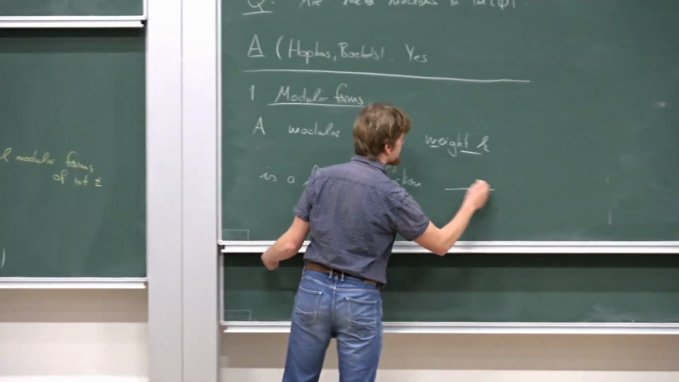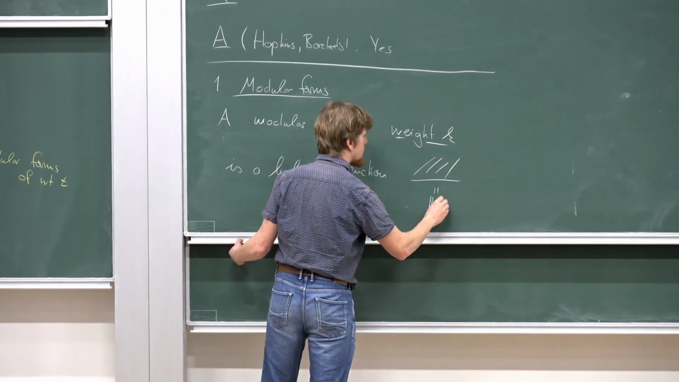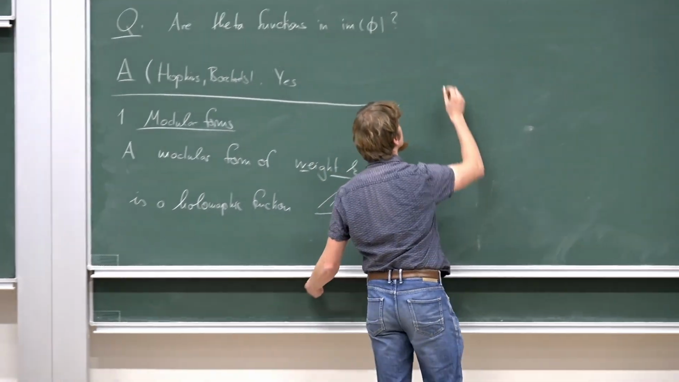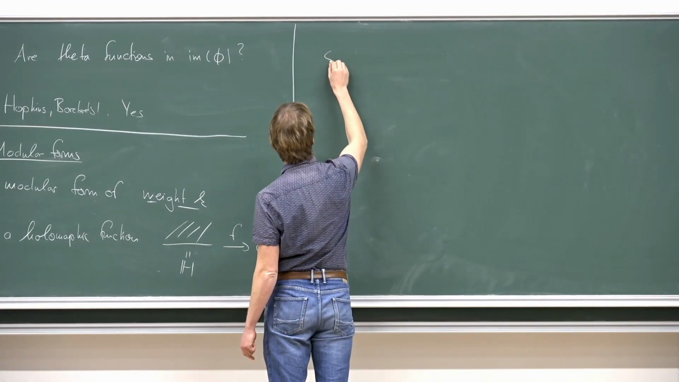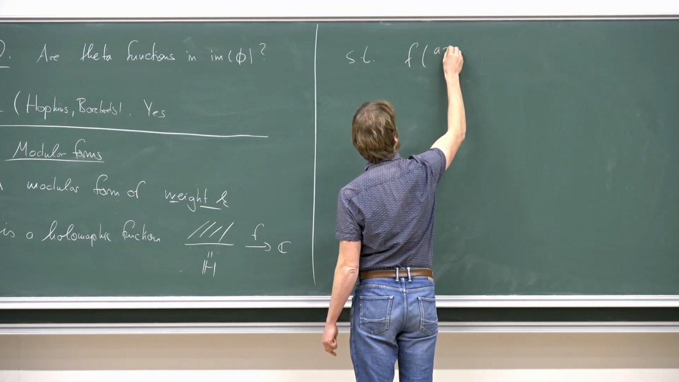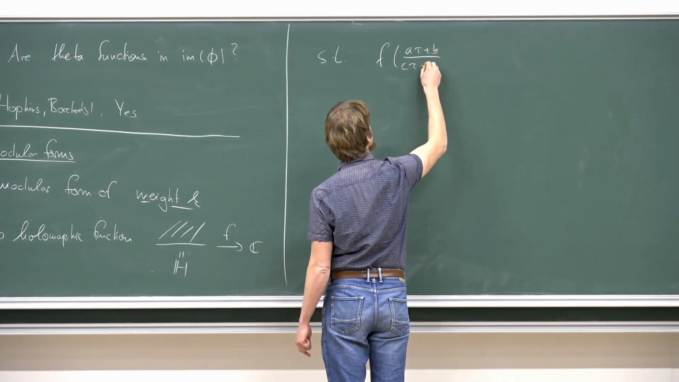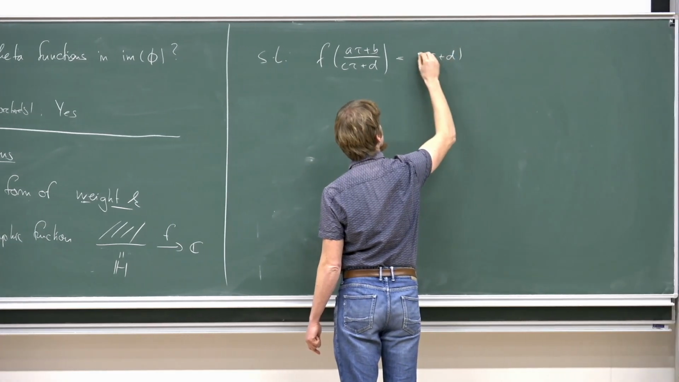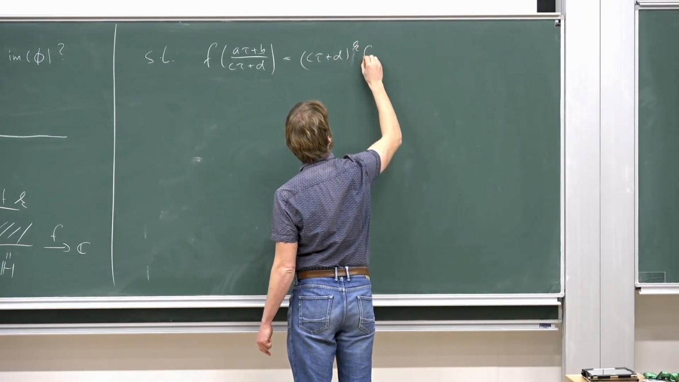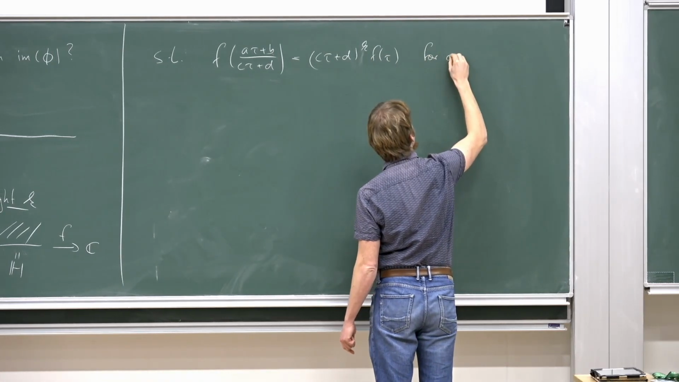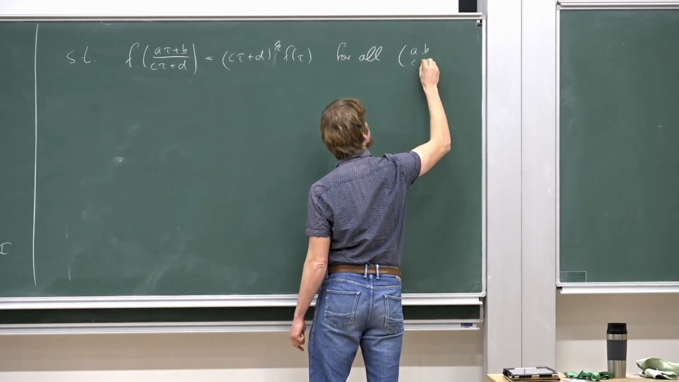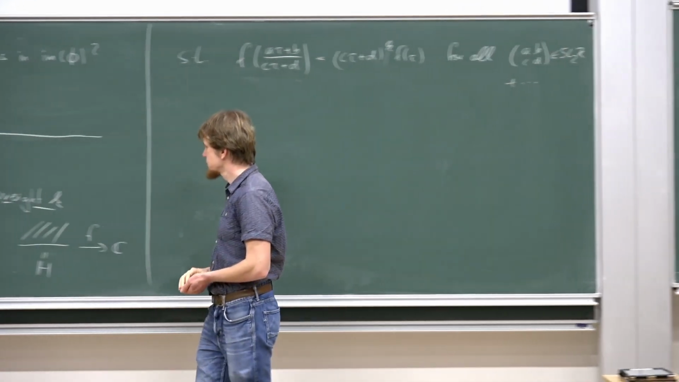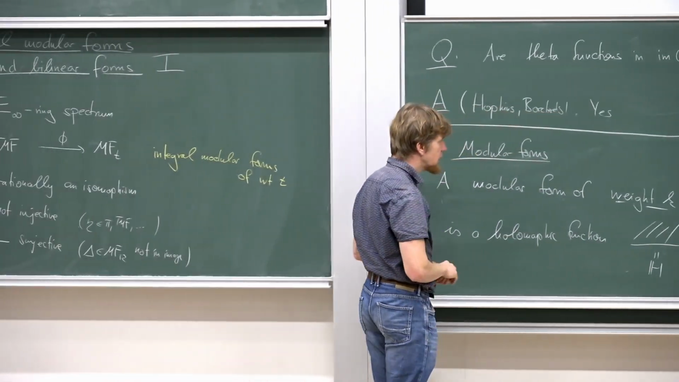A modular form is a function f from the upper half plane to the complex numbers with two conditions, such that f((aτ+b)/(cτ+d)) equals (cτ+d)^k f(τ) for all a, b, c, d in SL2(Z), plus one extra condition I will hide. So that's what the modular form is.